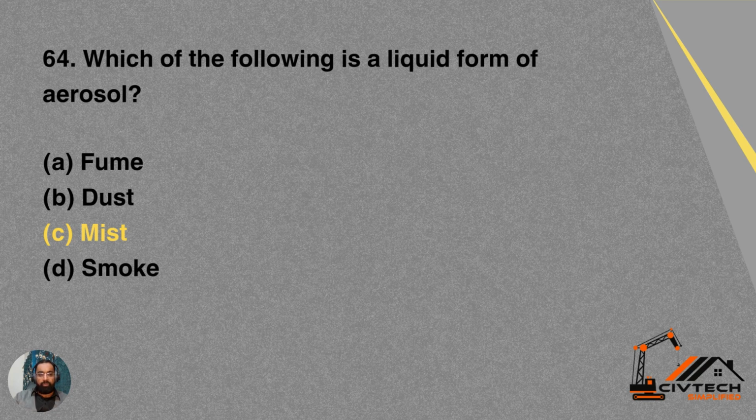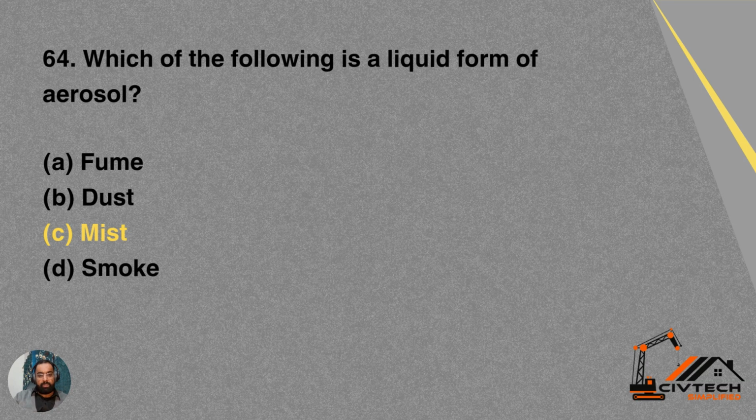Question 64. Which of the following is a liquid form of aerosol? Option A, fume. Option B, dust. Option C, mist. Option D, smoke.